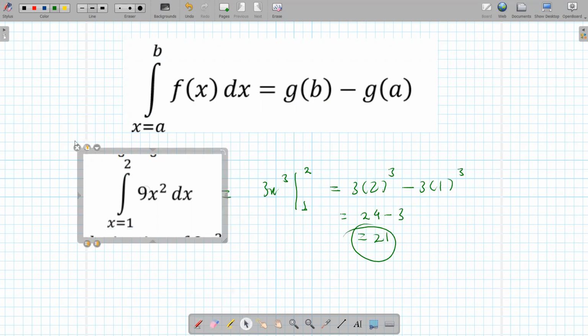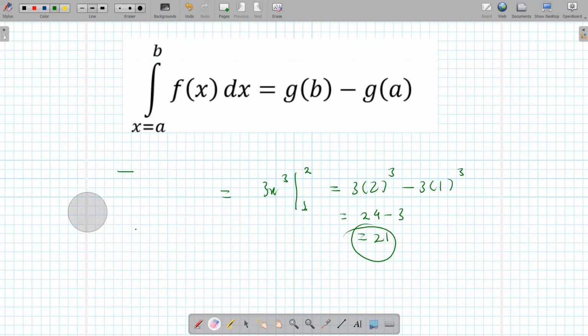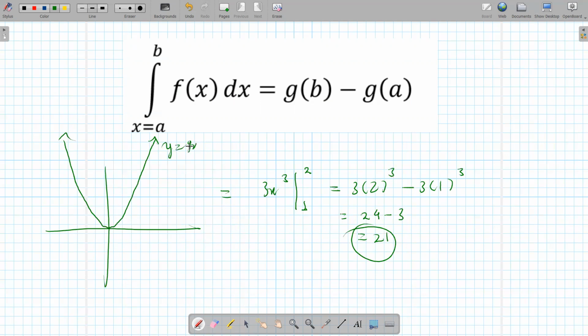What does that mean visually? 9x squared is a parabola, right? That goes through the origin like this. Let's say this is the graph of y equals 9x squared. What we found was the area underneath the curve when the x value is 1 till when the x value is 2. You see this area? This is 21. Okay?